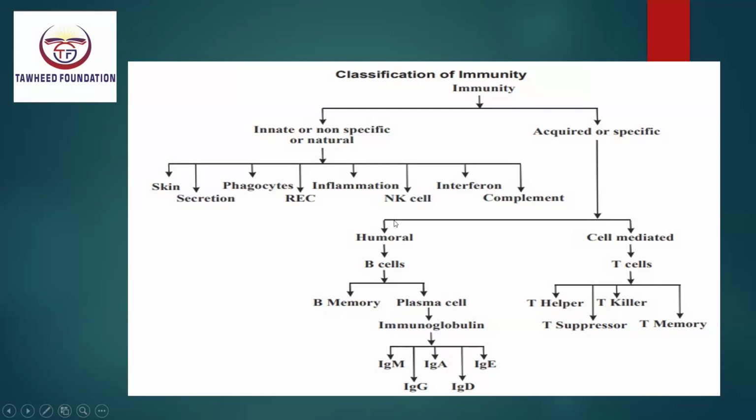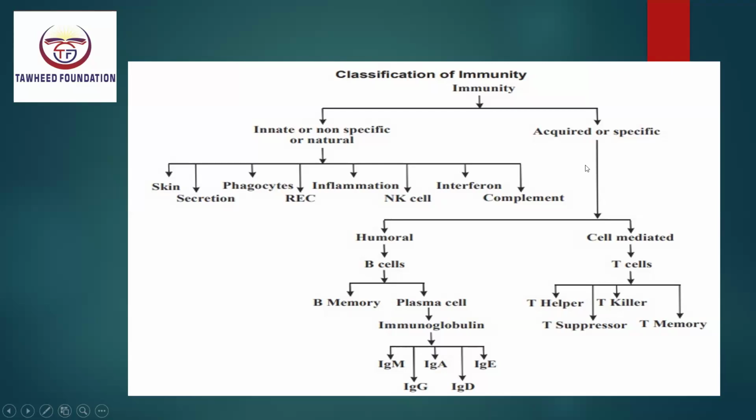NK cells, that is natural killer cells, are lymphocytes that destroy virus-infected cells and tumor cells. Interferon is a protein released by cells in response to viral infection, which helps protect other cells from being infected. Complement is a group of proteins in plasma that helps antibodies and phagocytic cells clear microbes and damaged cells. Second is acquired or specific immunity.